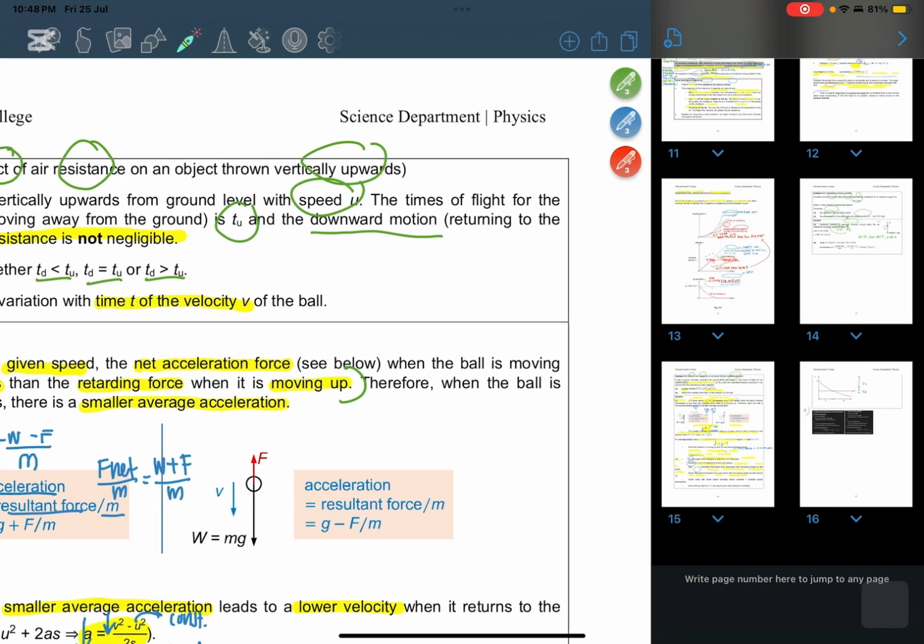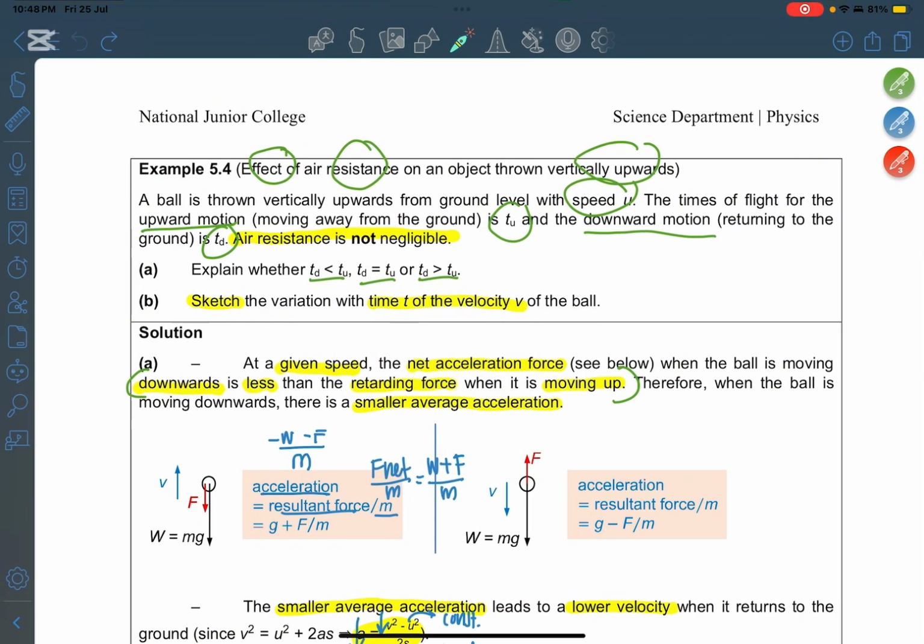Okay, this is the last example, by the way, guys, so just bear with me right now. The effect of air resistance on an object thrown vertically upwards.